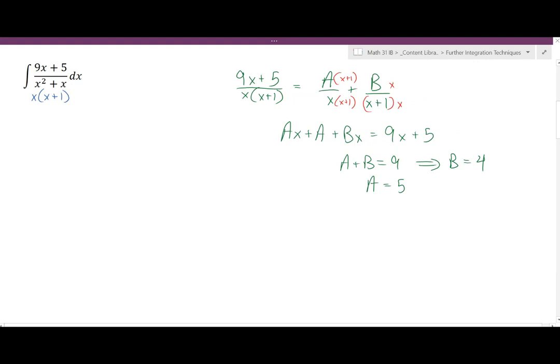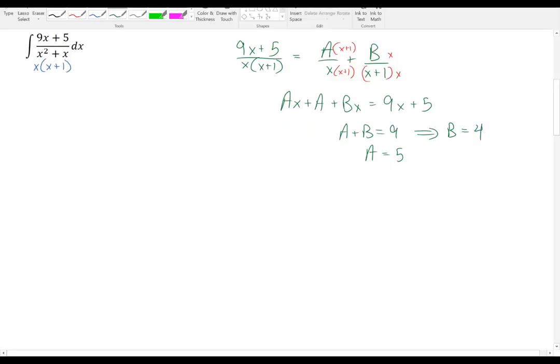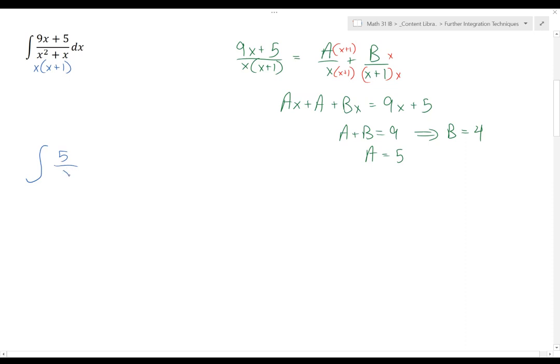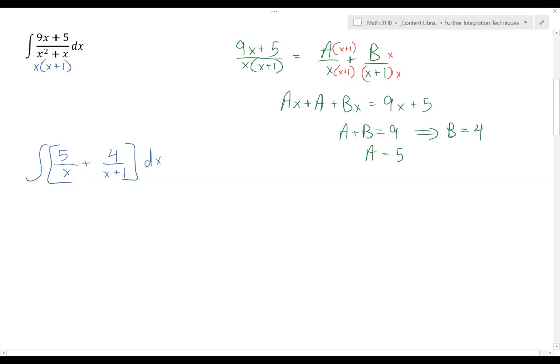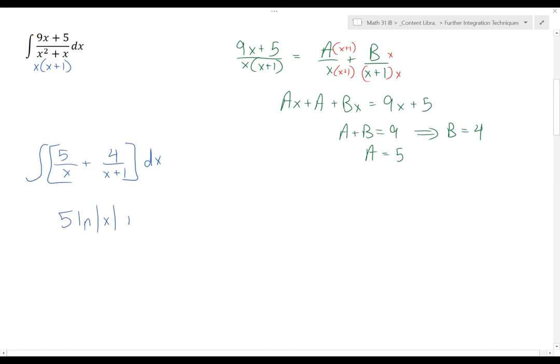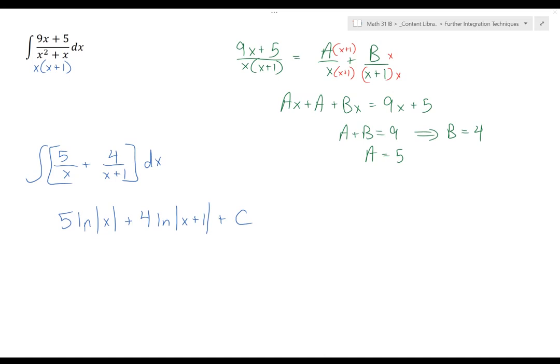So I can actually express this integral, instead of one fraction with a quadratic denominator, as the integral of 5 over x plus 4 over x plus 1 dx. And since the integral of a sum is just the integrals of the individual parts added together, and each of these fractions is quite a bit easier to antiderive, I end up with 5 times the natural log of the absolute value of x, plus 4 times the natural log of the absolute value of x plus 1, plus, of course, c. And that is your final answer.